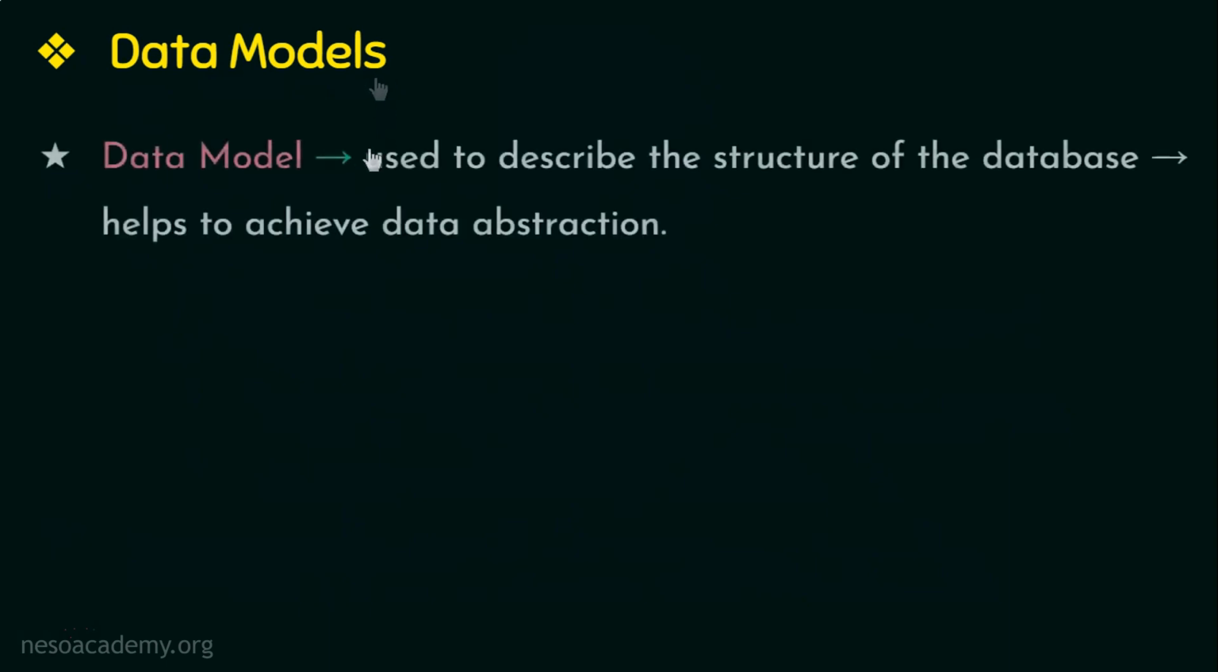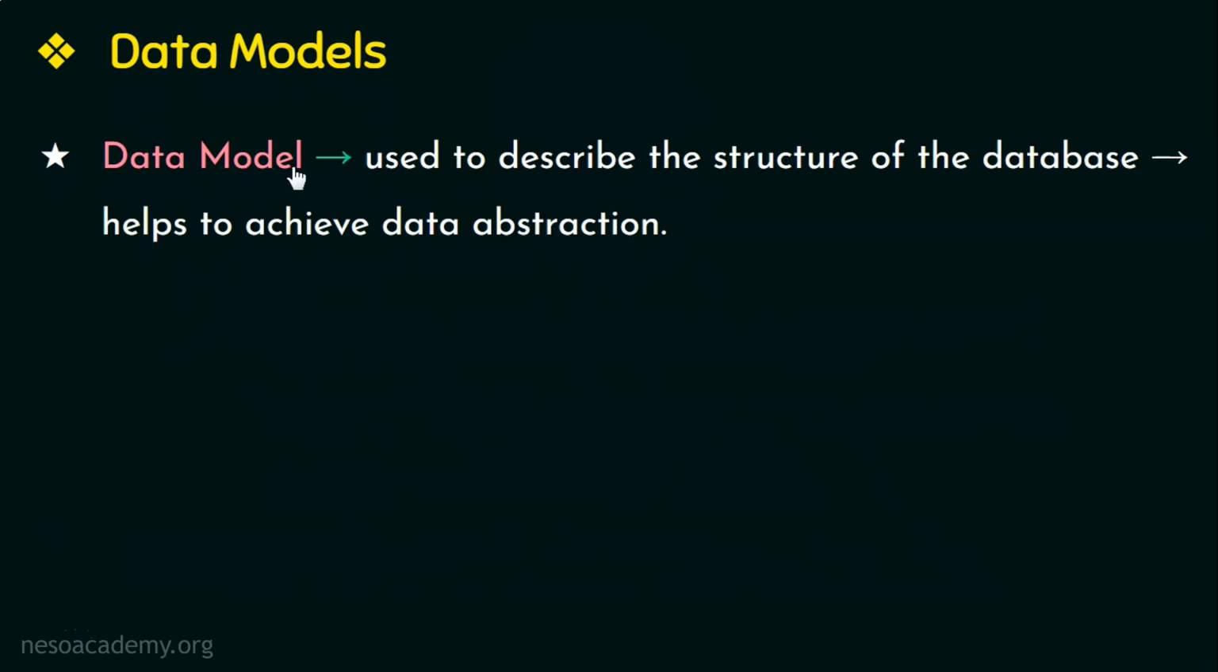So moving on, first let us see what a data model is and why we require it. One of the most important characteristics of the database approach is that it provides data abstraction. Now, what is data abstraction? It is the hiding of complex details or details that are not needed by the database users. Now, to achieve this data abstraction, we have something called a data model.